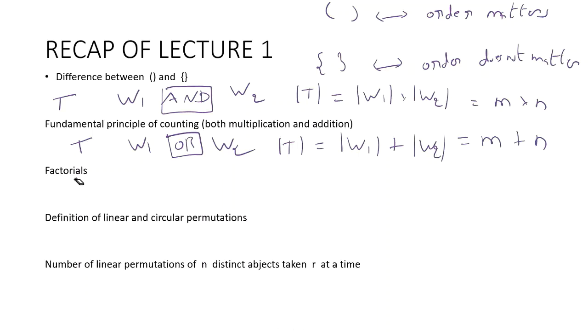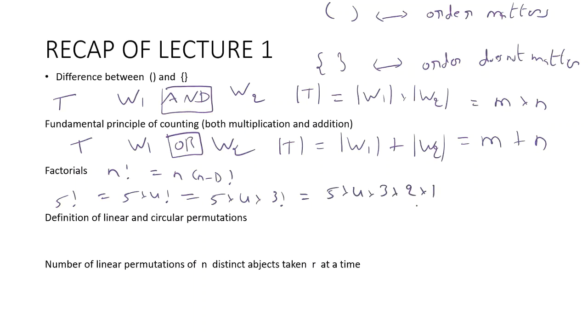And then we have defined factorials. n factorials are defined for non-negative integers, and we define n factorial like this: n factorial is equal to n times (n minus 1) factorial. So 5 factorial is equal to 5 times 4 factorial, or else we can expand it again, which is equal to 5 times 4 times 3 factorial, which is equal to 5 times 4 times 3 times 2 times 1. And by convention, we define 0 factorial to be equal to 1.